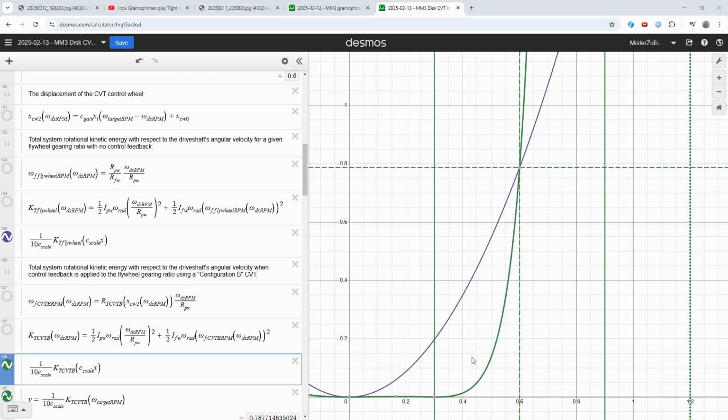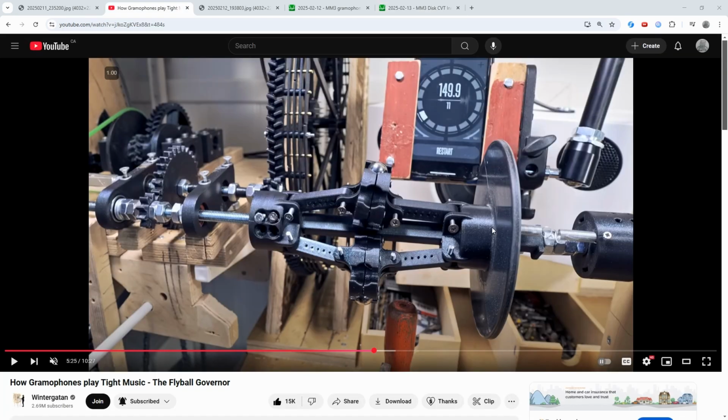The green curve shows the exact same plot of energy versus drive shaft speed, but for the exact same flywheel being connected to the drive shaft using a CVT. So imagine taking this governor design and using the position of this sleeve to measure the current speed of the drive shaft.